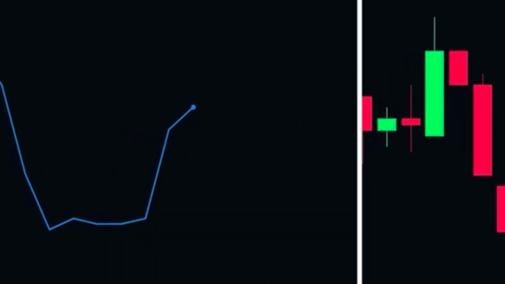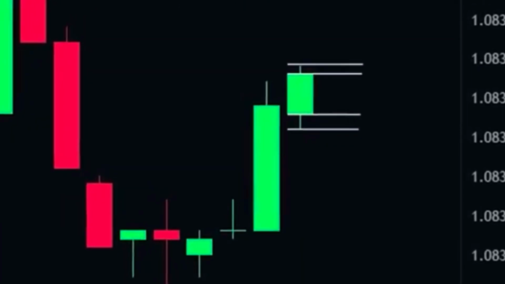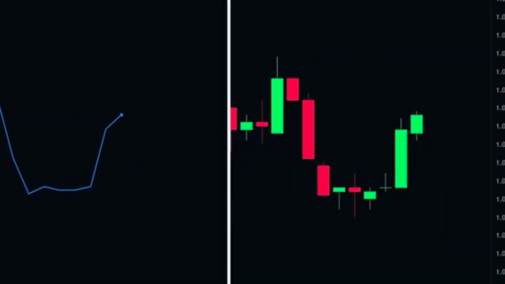However, notice that the line chart only shows us one piece of information, the closing price for each period. In contrast, the candlestick chart provides 4 pieces of information for the same time period. First, there's the open, which is the opening price for that period. Next is the high, which shows the highest price reached within that period. Then, there's the low, which is the lowest price reached during that period, and finally the close, which is the closing price.